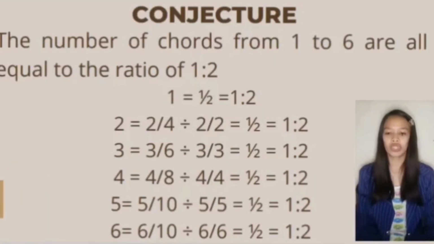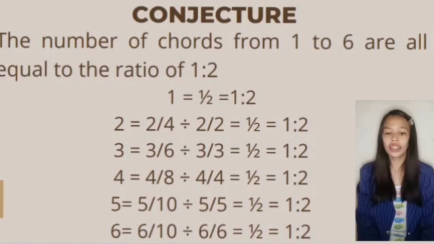Then, conjecture. The number of chords from 1 to 6 are all equal to the ratio of 1 is to 2. 1 is equal to 1 half, or 1 is to 2. 2 is equal to 2 fourths, divided by 2 over 2, is equal to 1 half, is equal to 1 is to 2. 3 is equal to 3 over 6, divided by 3 over 3, is equal to 1 half, is equal to 1 is to 2.